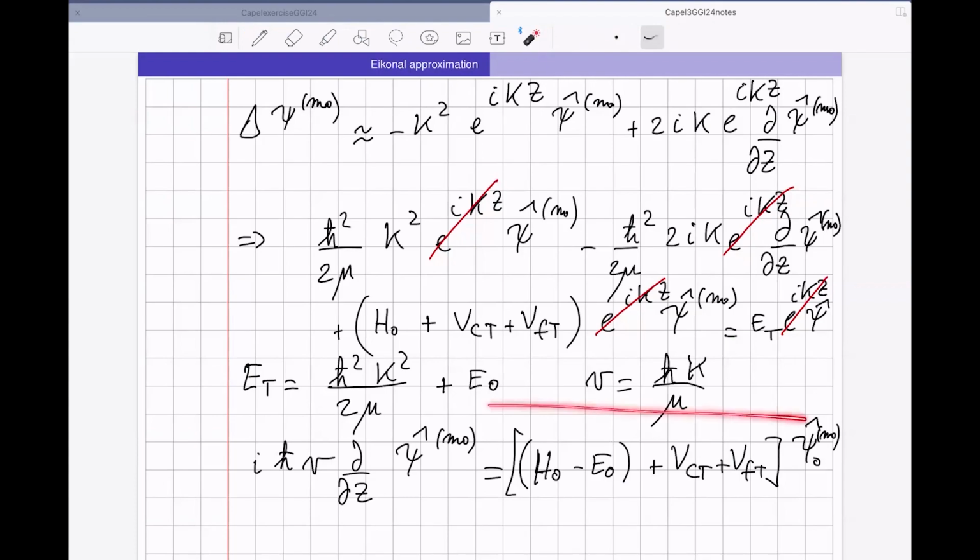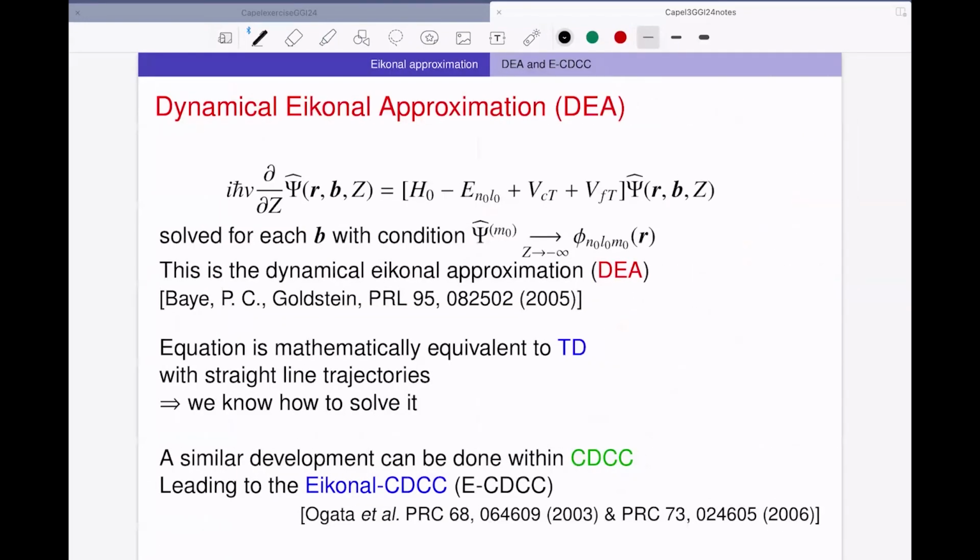and this is what you get. So you go from a very complex equation to something much simpler, and it's actually equivalent to a time-dependent Schrödinger equation. If you replace z over v by t, you get a time-dependent Schrödinger equation. And so what is good is, as we've just seen, we know exactly how to solve the time-dependent Schrödinger equation. So we have codes to solve that accurately, and so we can use these codes.